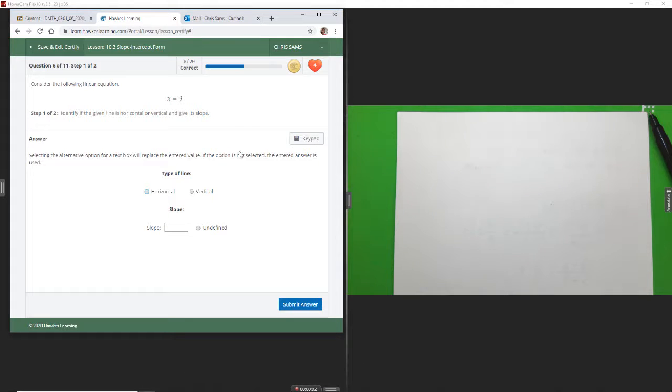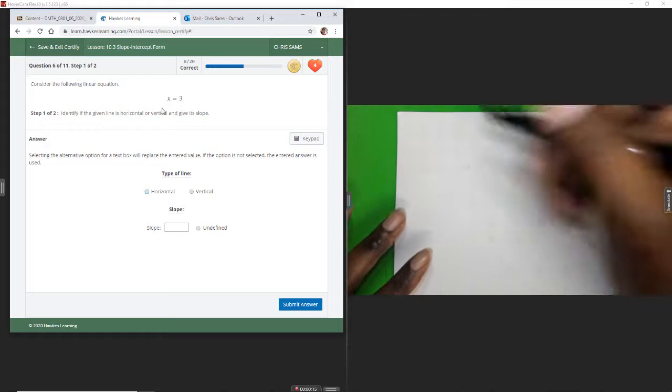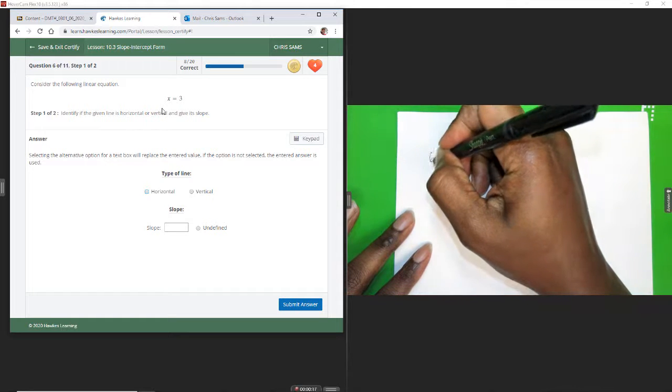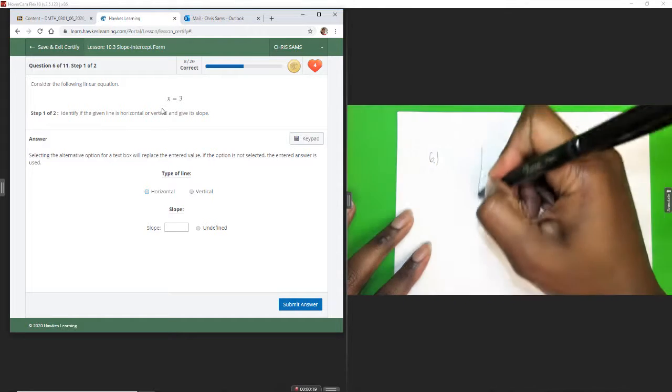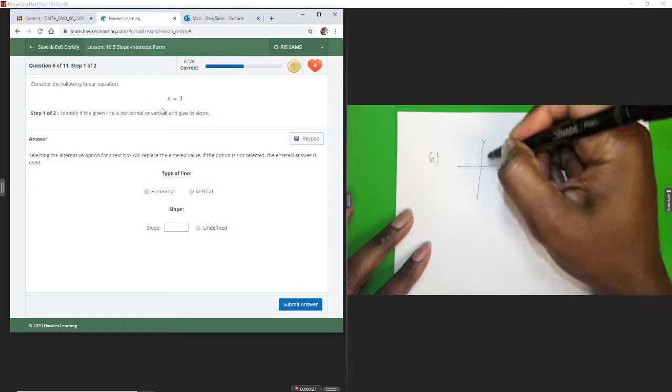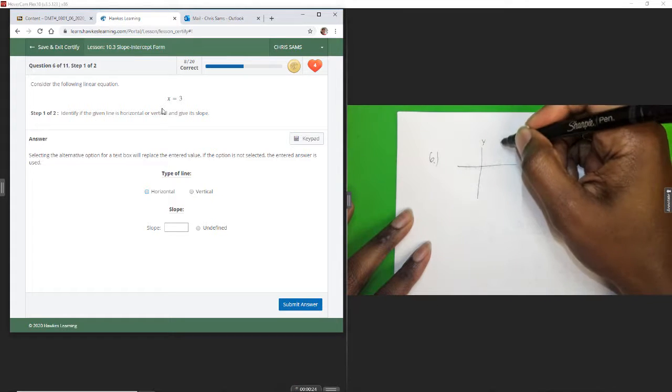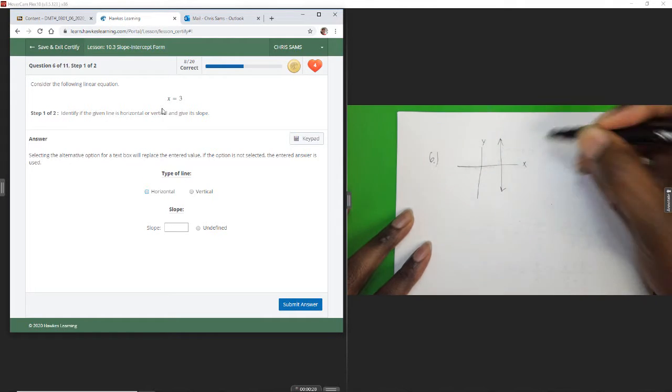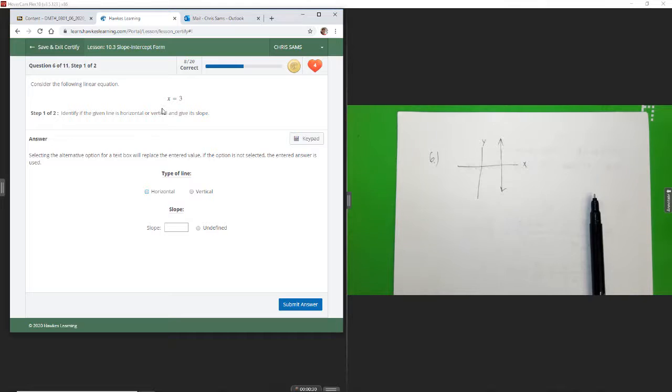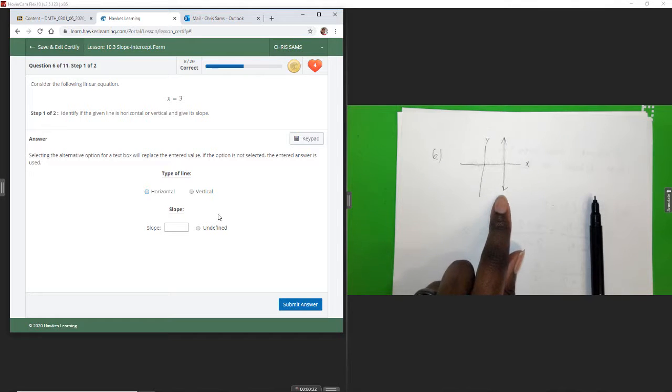Question number 6, we want to identify if the given line is horizontal or vertical and give its slope. So x equals, and the way I always think about these, x equals is going to cross the x-axis. So here's y, here's x. If a line is going to cross the x-axis, it has to be going this way. It's going to be a vertical line, and the slope of a vertical line is undefined.